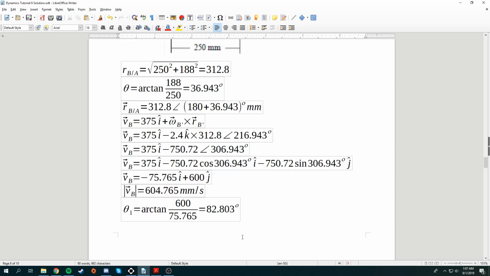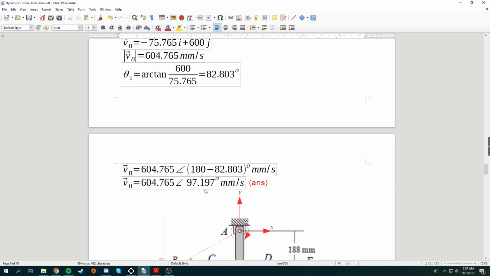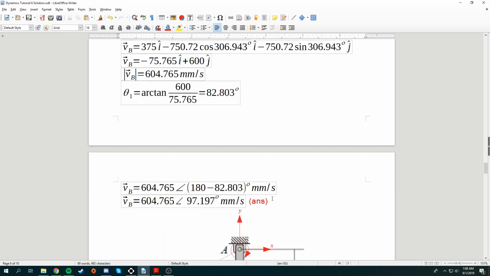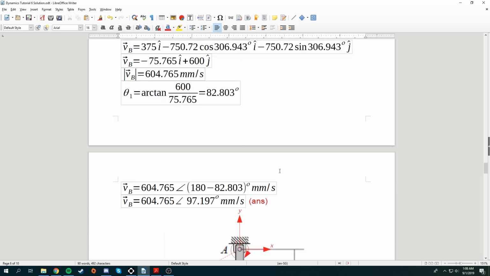Very simply I can find that my VB will be equal to 604.765 mm per second in the 97.197 degrees direction. And why is that so? Because we realize that our i component is negative and j is positive, hence we are expecting it in the second quadrant. Hence it has to be more than 90 degrees and less than 180 degrees. So you just draw the vector over here and you will find out why it's 97 degrees. That's the velocity of B, and that's the answer for velocity.